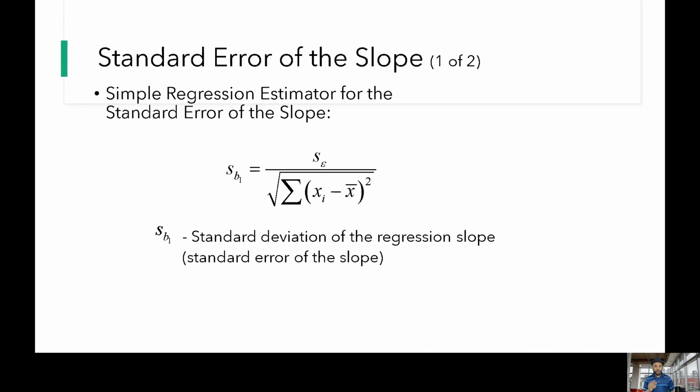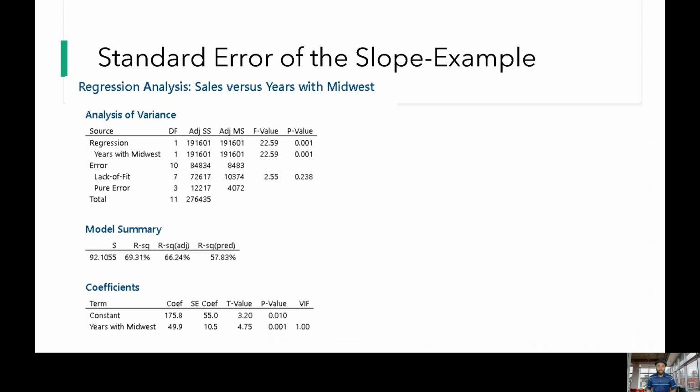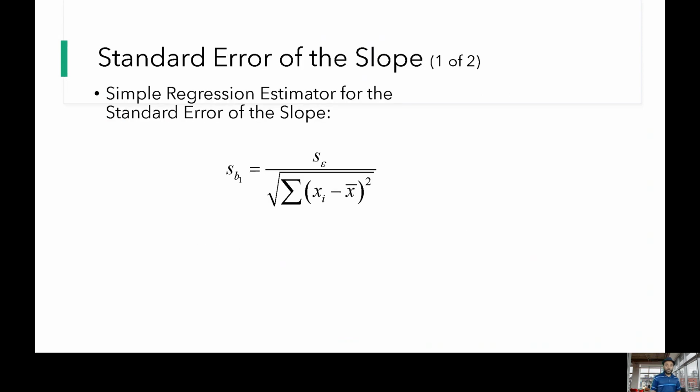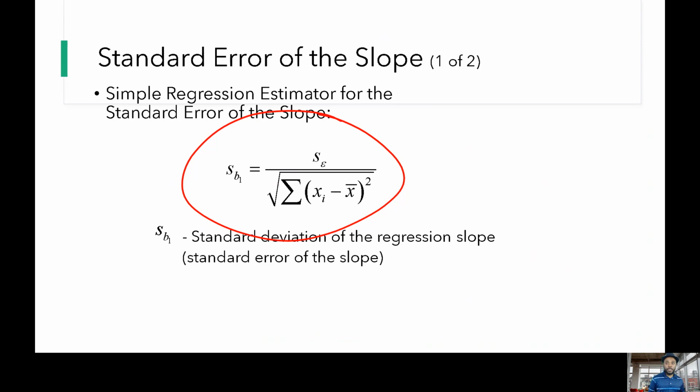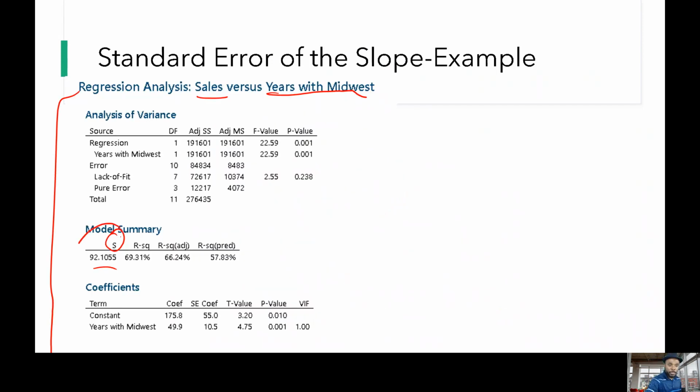I will show you how to determine the standard error in Minitab, and how to interpret the output of a regression analysis using Minitab. Here is a typical output in Minitab, and the question is, what is the standard error? The standard error is shown here. That is what I have circled. When you run your regression analysis for the sales versus years with Midwest, this is the output you're going to get. If you're trying to determine the standard error of the slope, you have the symbol S here, and that is this value. So rather than compute this by hand, you simply derive the answer from the results in Minitab.